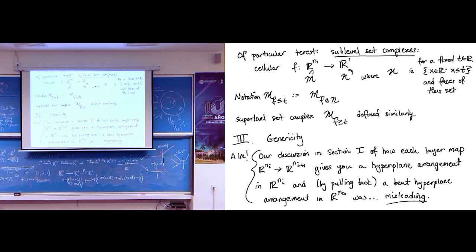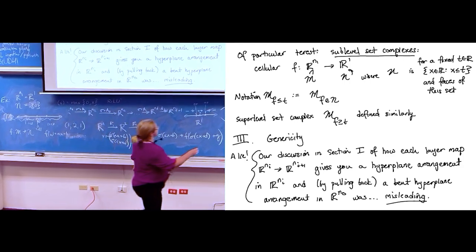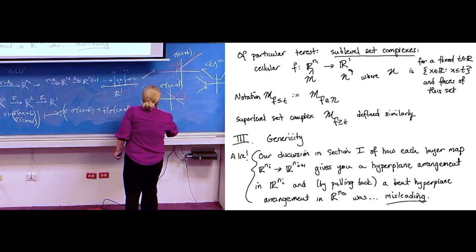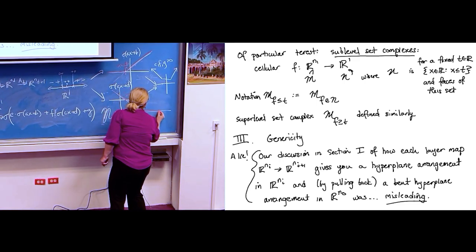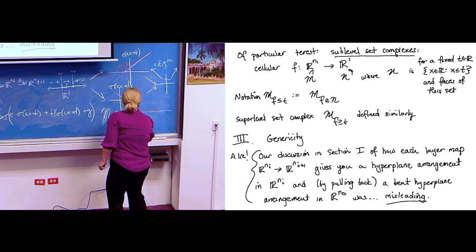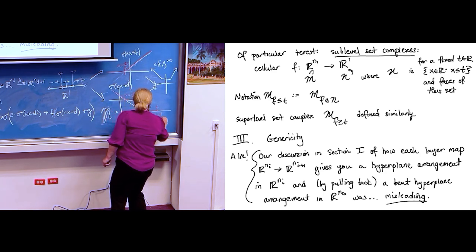Of particular interest are sublevel set complexes. You have some map f that goes from one complex to another complex on R^1, where you pick a threshold T, and N is everything below T and faces of this set. So N equals, basically, if here's my real line and this is T, there's this 1 cell, and then there's a 0 cell.